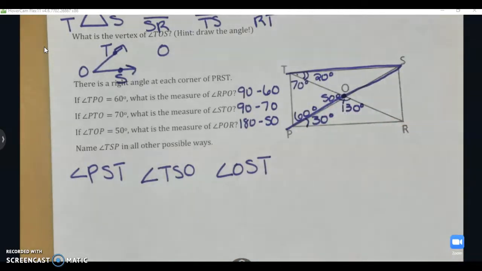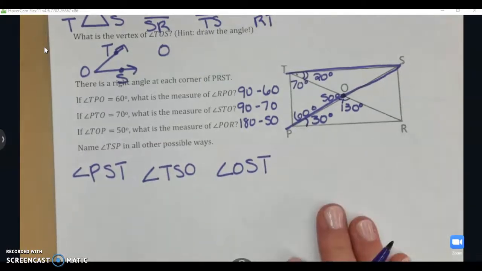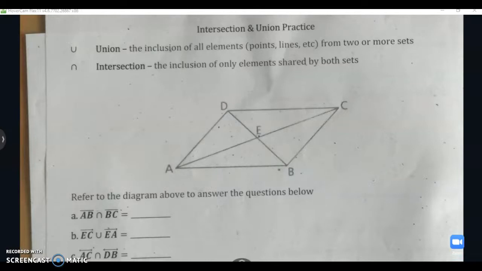All right, I'm going to move on now to the union and intersection problems, and I'm going to put it in a dry erase sleeve so that I can erase and redraw over my diagram. So I'm going to do that and turn off the glare. There we go. So intersection and union.